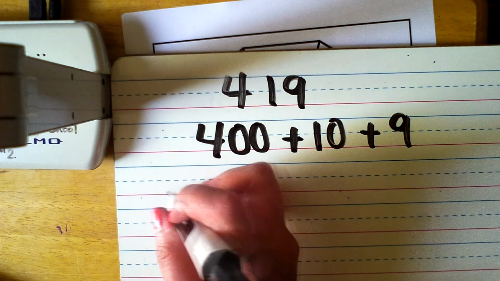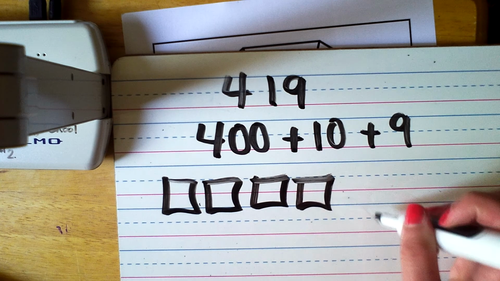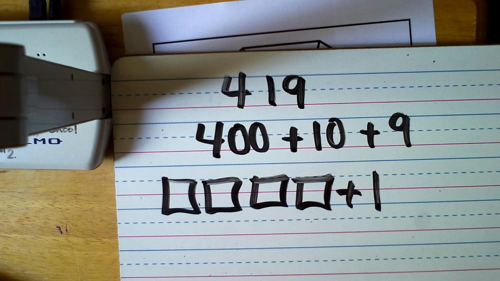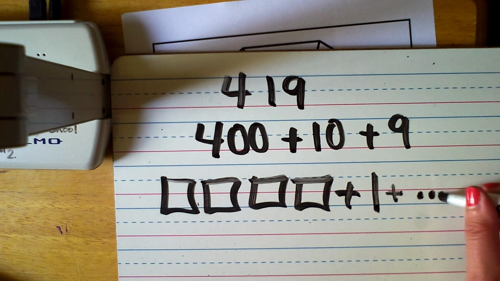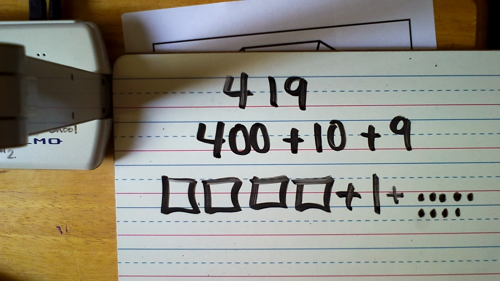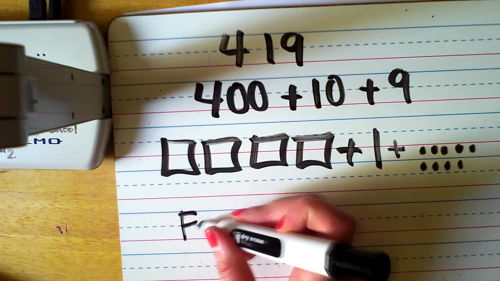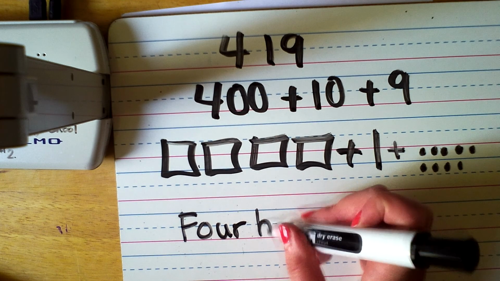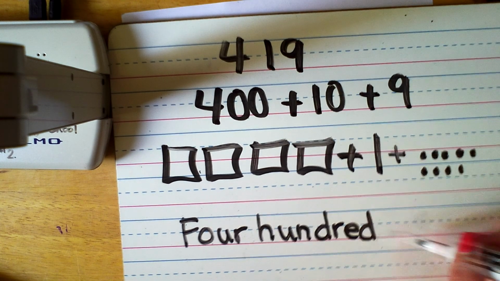This looks like 400 blocks plus 1 10 stick plus 9 small dots. 3, 4, 5, 6, 7, 8, 9. So I have 419, and my word form would be four hundred nineteen.